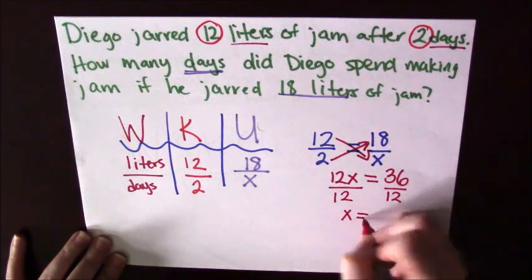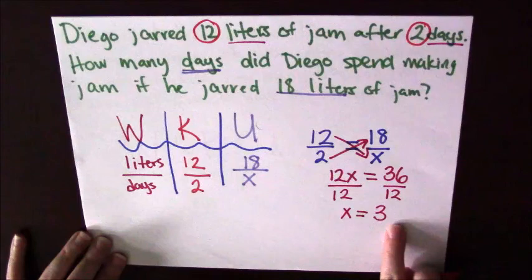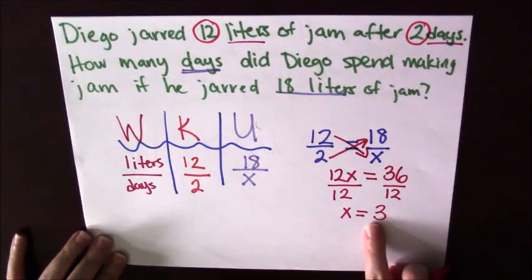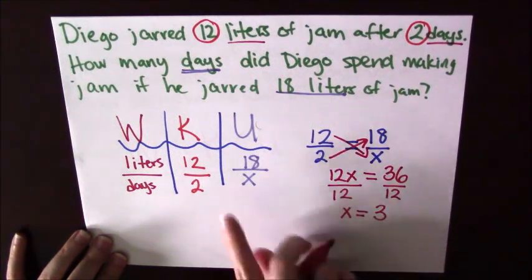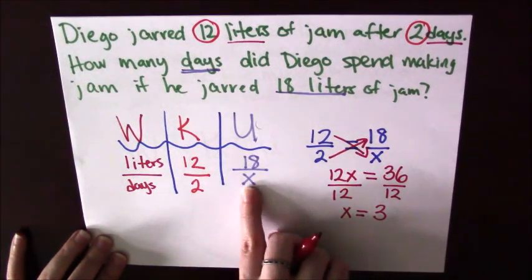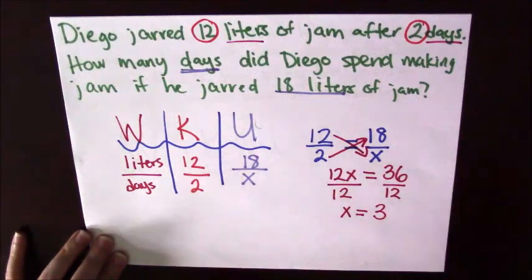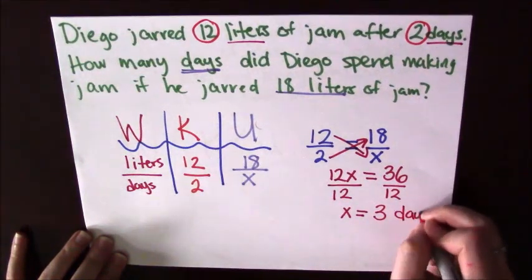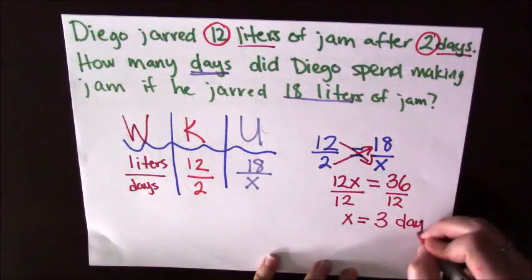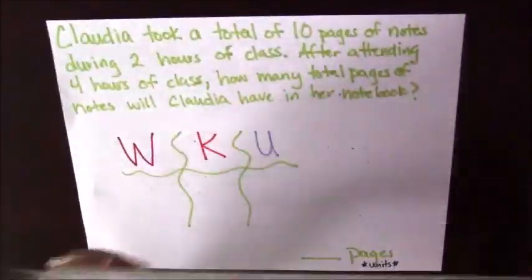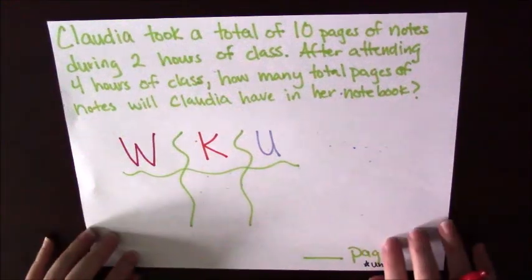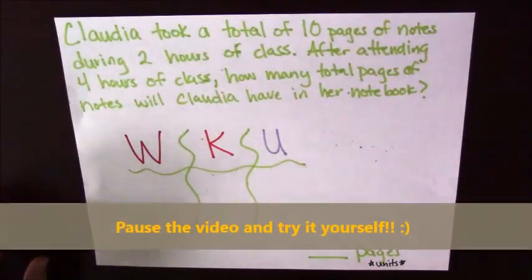But do I stop here and say that's my answer, that 3 is my answer? No, I have to make sure I'm answering the question and have my units. So the 3 stands for what? We look here, this is our unknown, it stands for days. So I must write my units, which are days. Don't forget that. Last question, I want you to do the same thing and try it by yourself, and then we're going to go over it.